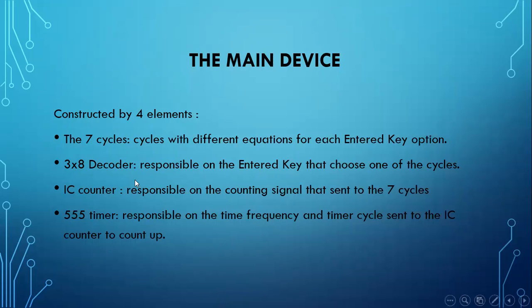The third part is the IC counter, which is responsible for the counting signal. It's going to be the input for the seven cycles according to the time. And the fourth part is the 555 timer, which is connected to the counter and gives it pulse signals to continue, depending on its frequency. It can be 5 minutes, counting up the IC counter after 5 minutes, or 10 minutes, or 30 minutes, or 60 minutes, depending on the digit and the order we give it.